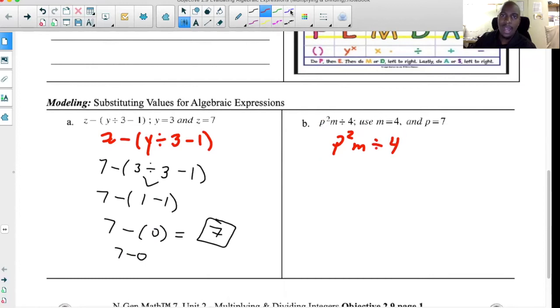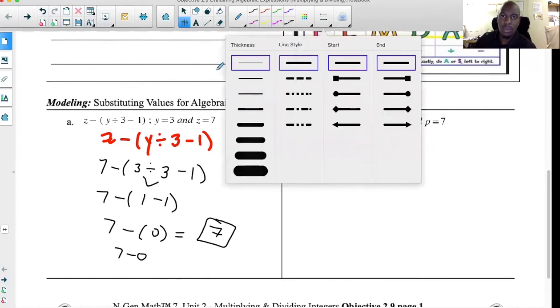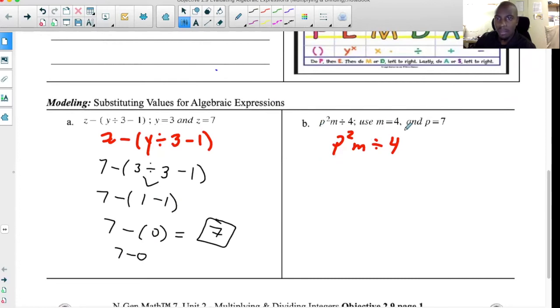Okay, and now I just need to figure out, well, what is p? What is m? Well, it tells me m is 4, p is 7. So I'm going to put it like this, 7, and I'm putting it in parentheses because I want to make sure that p is to the second power. Now, I want to be honest with you guys. If p was negative 7 here, it would be parentheses negative 7 squared, because I want you to understand it's not negative 7 squared like this. All of p needs to get squared, okay?